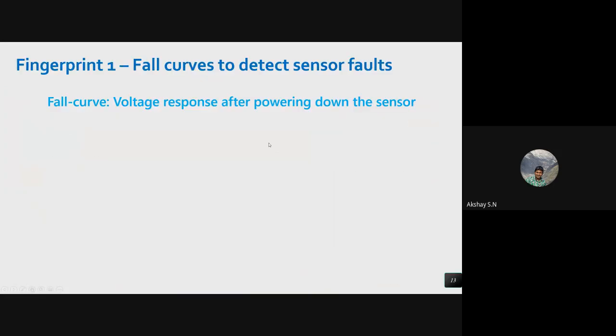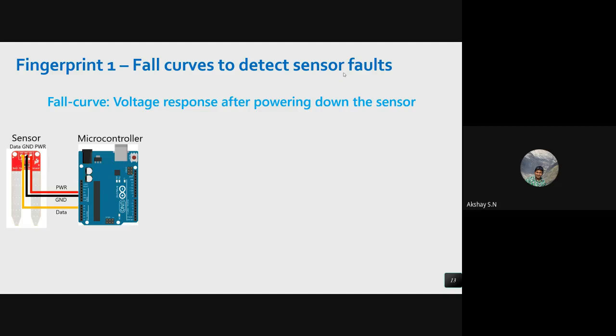So let me start with fault curve. Fault curve, as I mentioned, is used to detect faults in analog sensors. What it does is measure the voltage response after you turn off the sensor. Let me explain this more clearly. Here is how you would connect a sensor to a microcontroller. Assume it is an analog sensor. You will have three wires: the data line, ground, and power. These are the three lines which you would connect to a microcontroller.